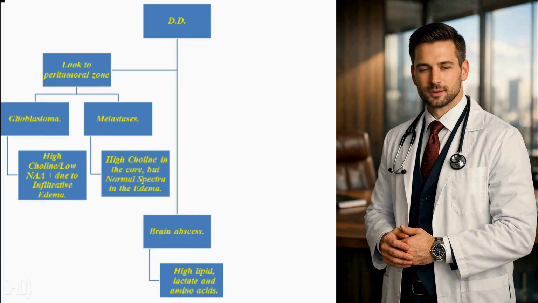When you are facing a ring-enhancing brain lesion, MR spectroscopy can differentiate between lesions as follows. In case of glioblastoma, there is high choline, low N-acetylaspartate and infiltrative edema. In case of metastases, there is abnormally high choline in the core with normal spectra in the surrounding edema. While in case of abscess, there is high lipid, lactate and amino acids with low choline.